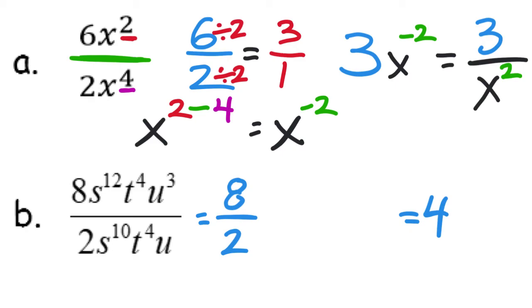So on this next one, let's look at my s's. Base s. In my numerator, I got 12, so that's the first one I'll list, and then in the denominator, it's 10. Since we are using division here, we're going to be subtracting those two exponents. So my base s, when I do 12 minus 10, I get 2.